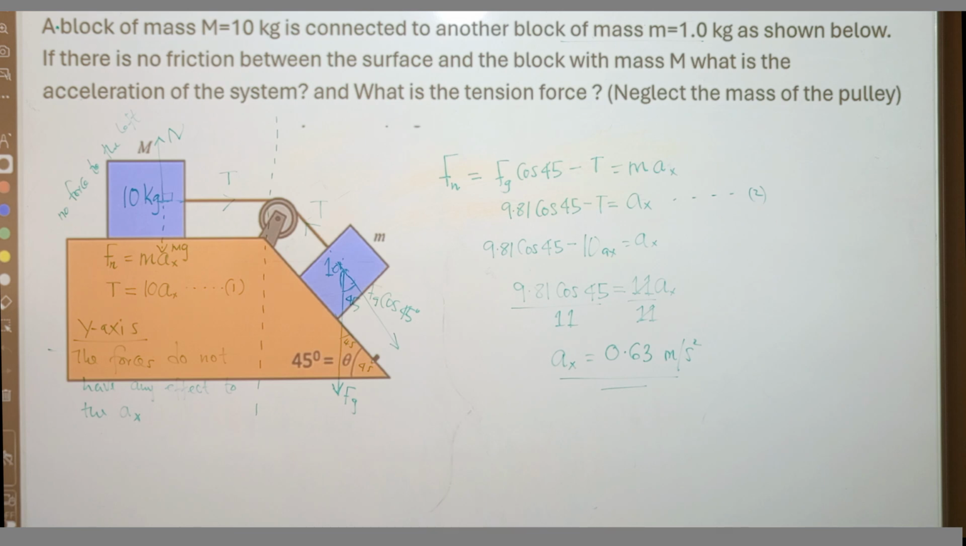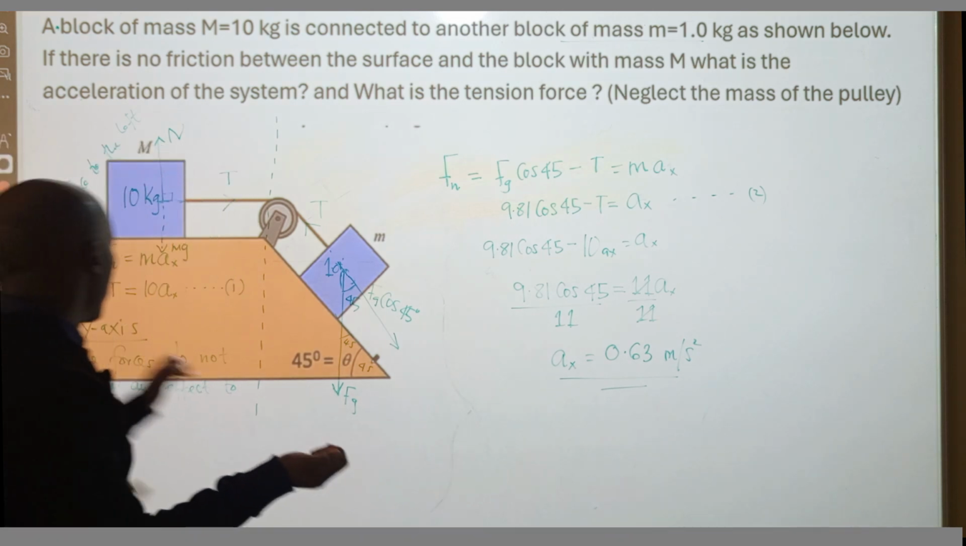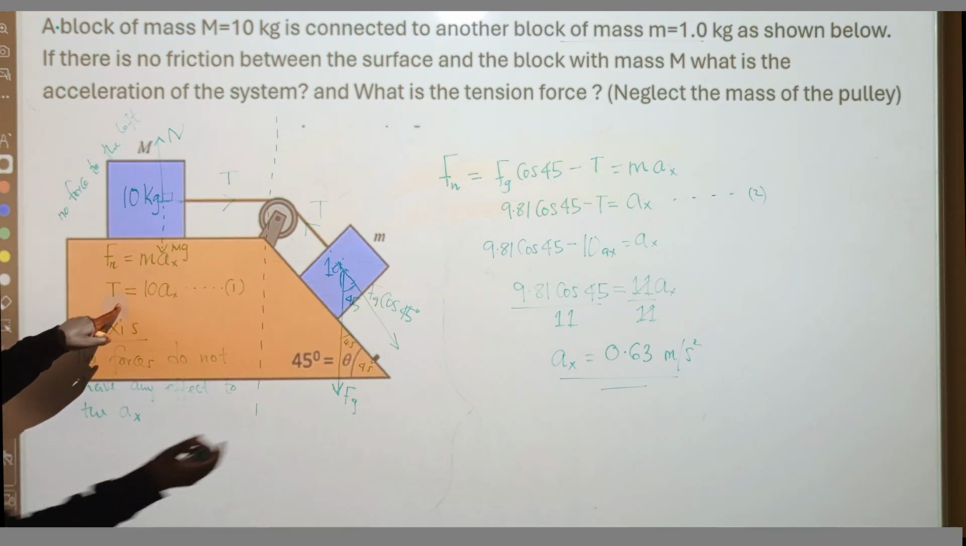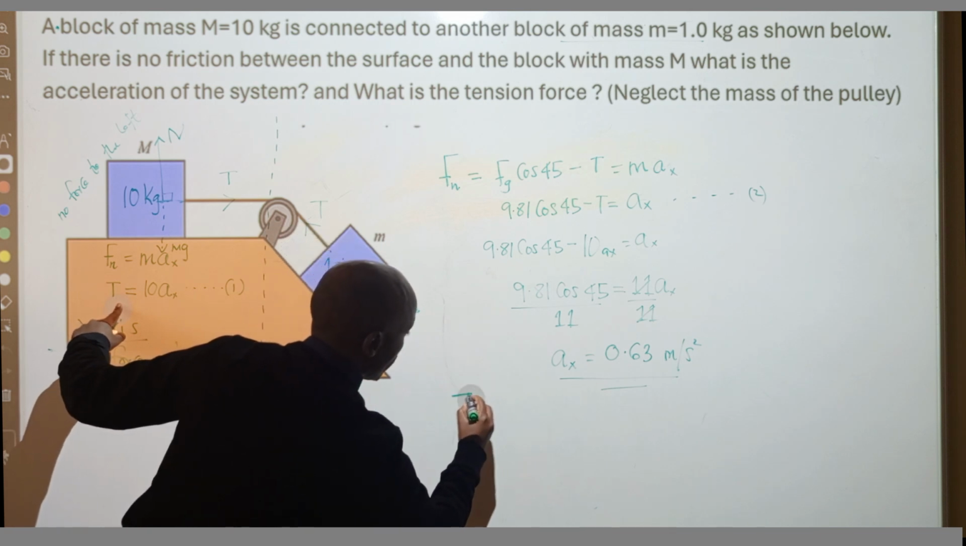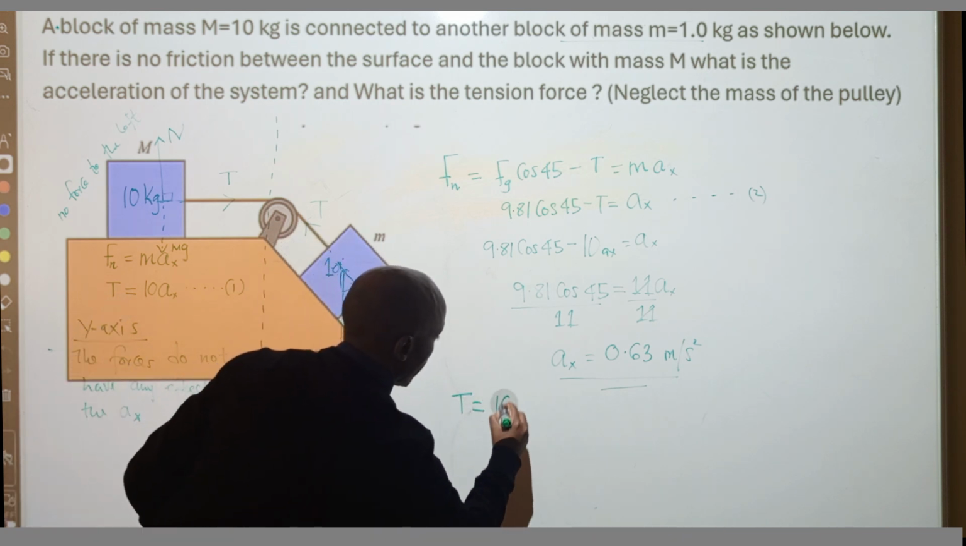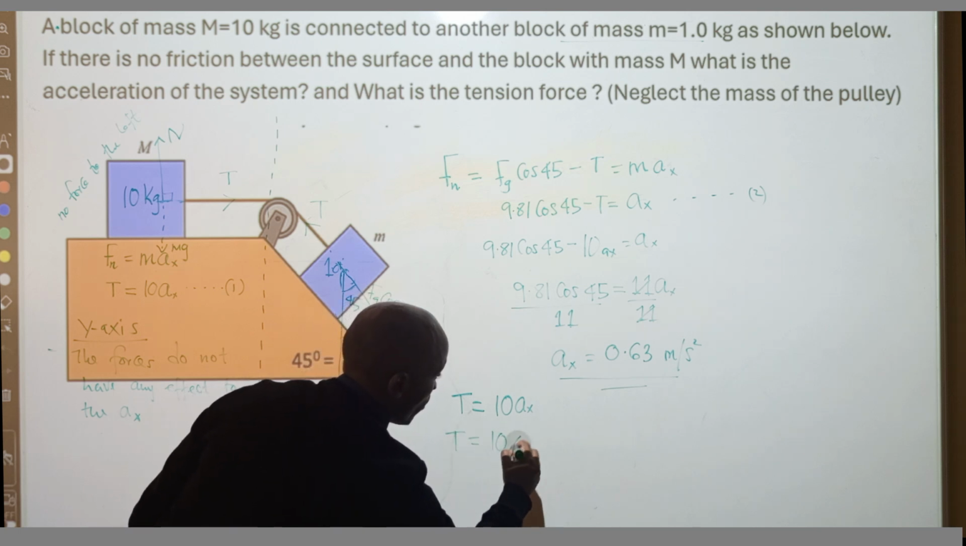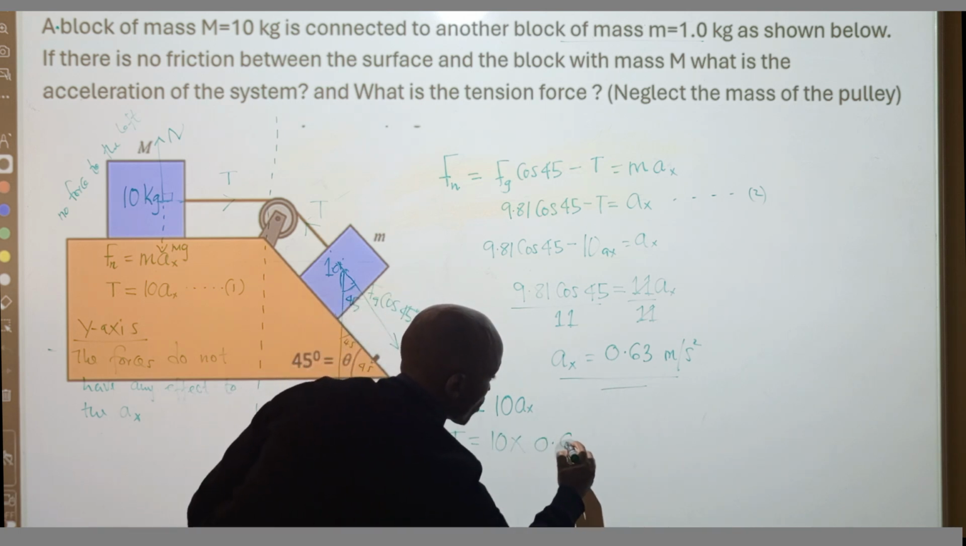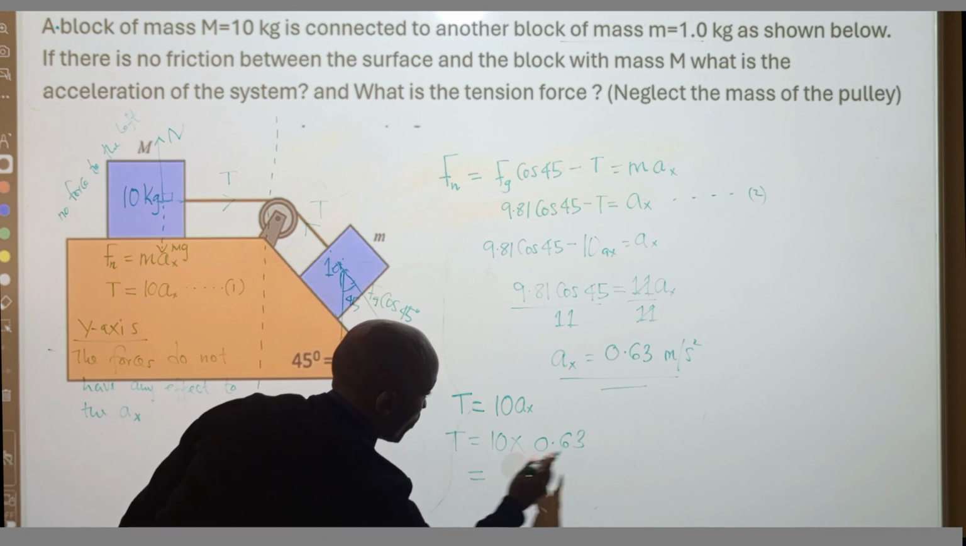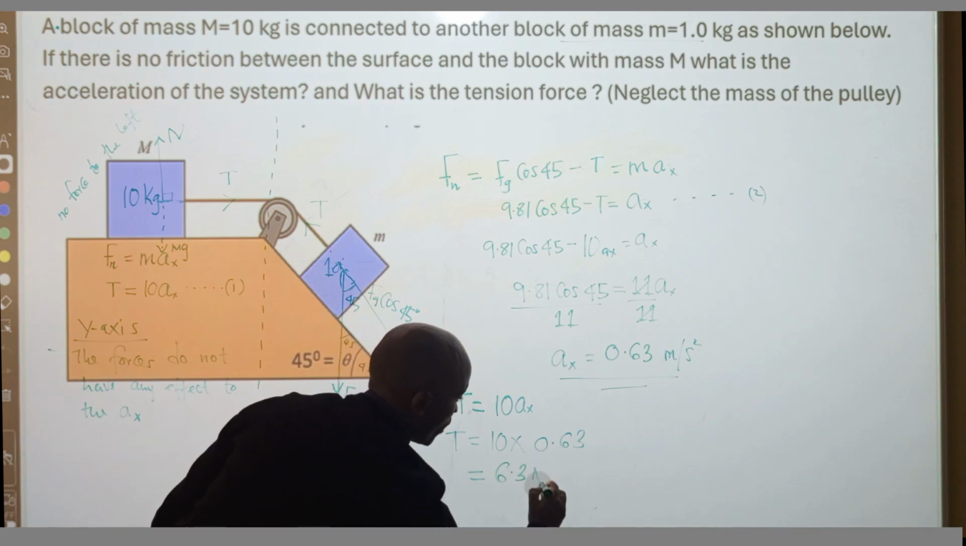So now finally to find the tension is very easy because tension is here. So we just need to say from equation number 1, T is equal to 10 ax, and we know ax is this one. So tension force is equal to 10 multiplied by this value, which is 0.63, and therefore it will be equal to 6.3 newtons.